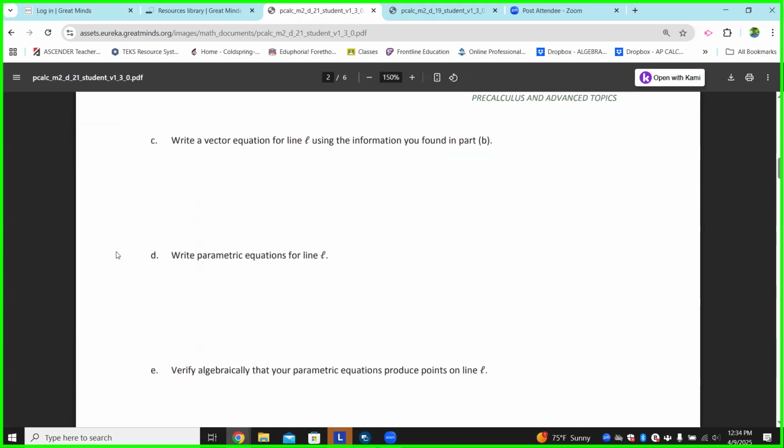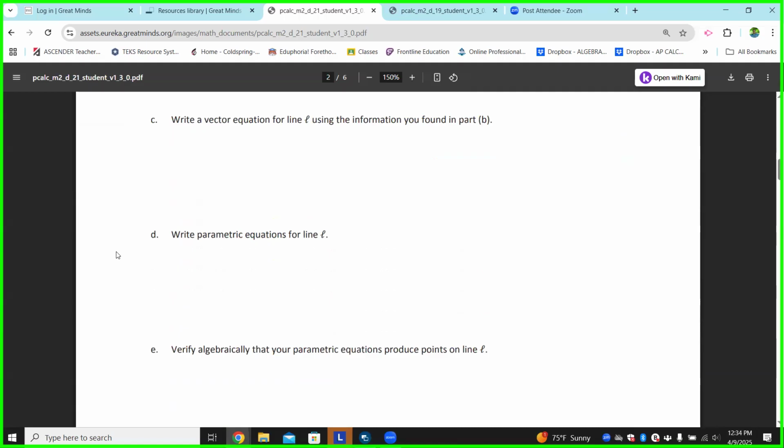Part C wants you now to write a vector equation for the line L using the information found in part B. So we found 2 points. I might use both. 0, negative 3, and 2, 0, right? And then we saw that the slope was 3 halves. Okay, so that's the information we just discovered on our linear equation. And now we're going to write it as a vector equation.